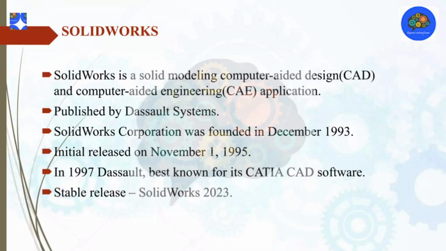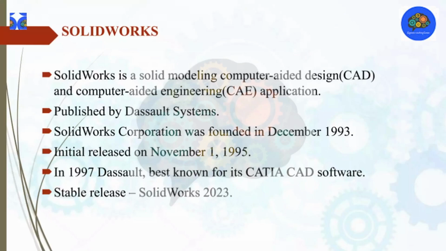SolidWorks Corporation was founded in December 1993. The initial release was on November 1st of 1995. In 1997, Dassault Systems was best known for its CATIA CAD software. CATIA is another software published by Dassault Systems itself. They had a stable release until 2023. SolidWorks 2023 is the latest version, and there is going to be a 2024 version by the end of this month.